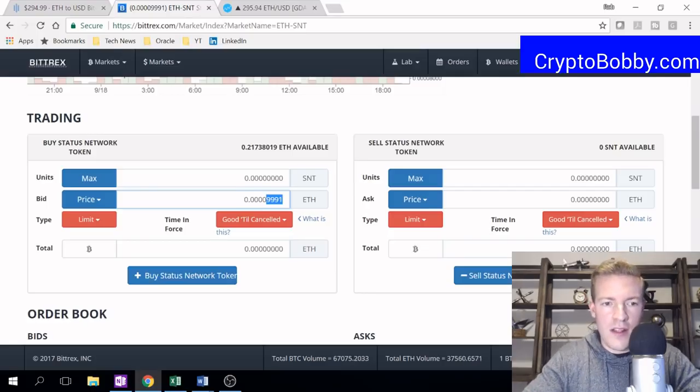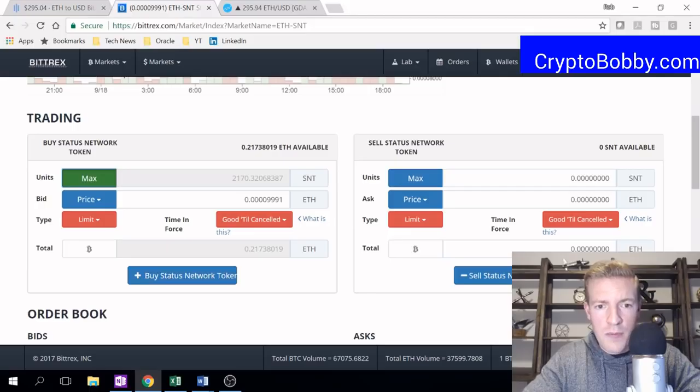So I want to wait. If I were to buy the most Status that I could when it's 0.991, I would be buying 2,170 SNT tokens. Let's say I just want a better bargain and I want to set my order lower. I can easily do that.